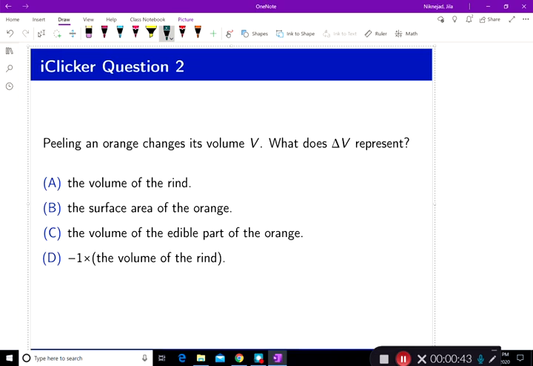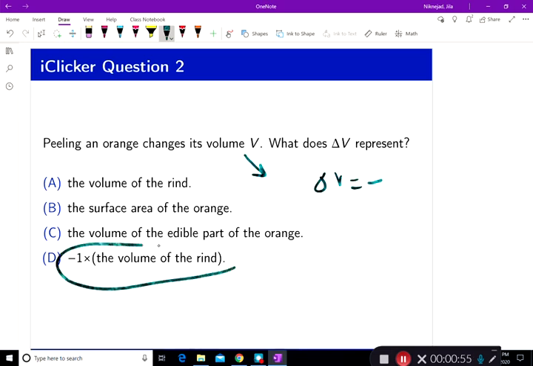But since V is decreasing, the delta V has to be a negative value. The volume of the rind is a positive value, so I have to multiply that by a negative value to get the change in volume. So D is the answer.